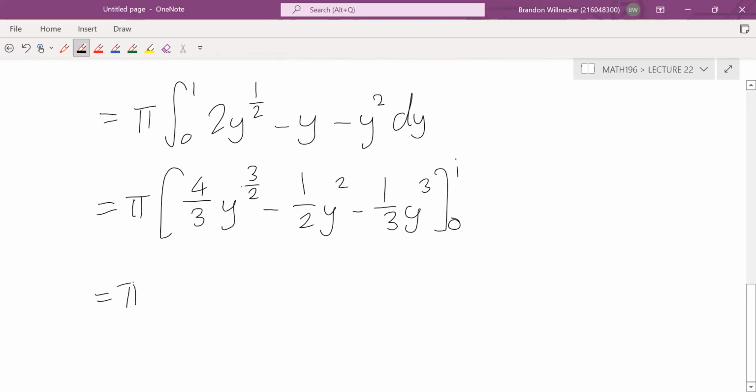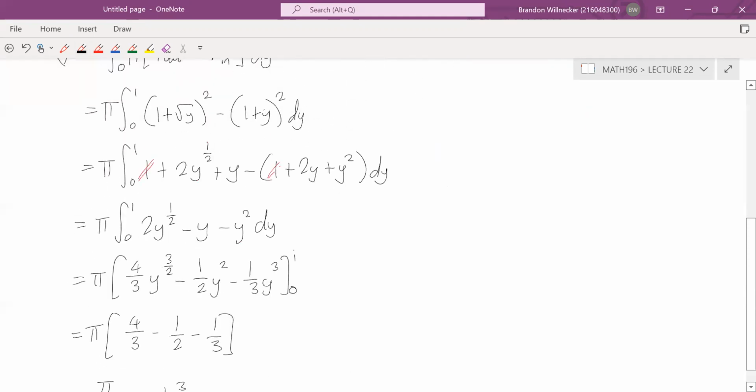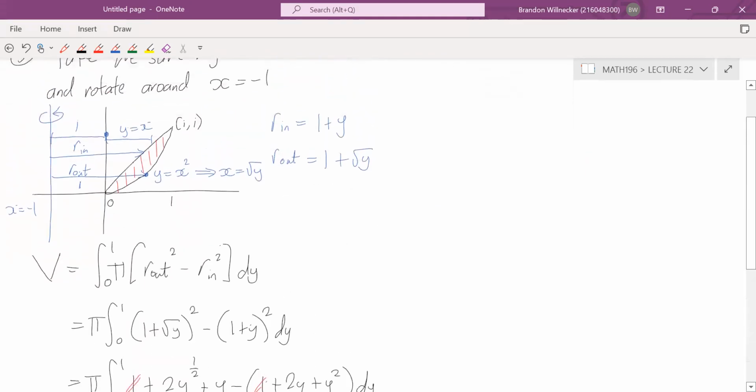Okay, so we're going to have pi times 4 over 3 minus 1/2 minus 1 over 3. So 4/3 minus 1/3, that gives us 1. 1 minus a half is a half. So we end up with a half. Okay, don't forget the pi. So we have pi/2 units cubed. Okay. So again, very similar to what we had before.